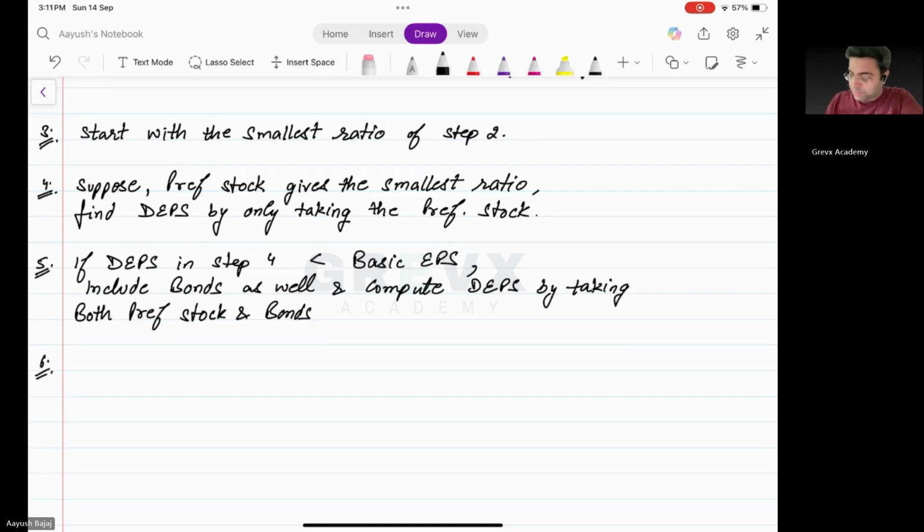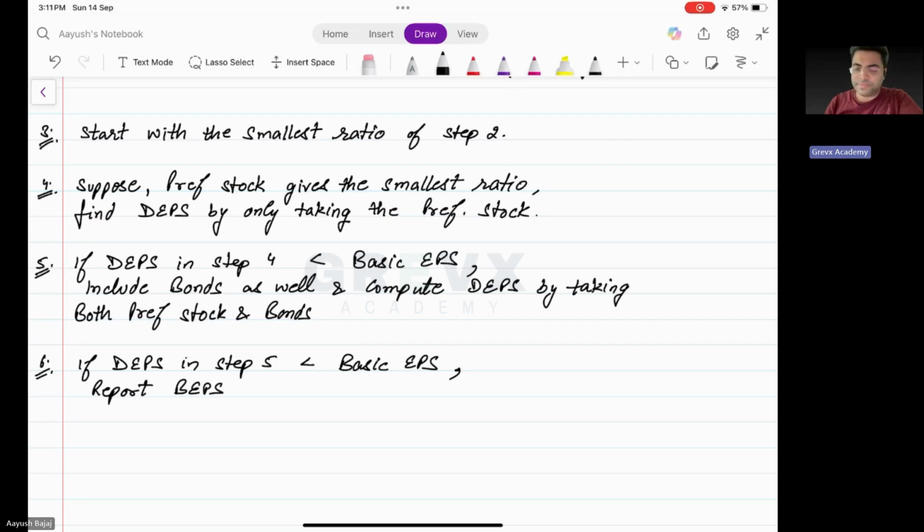Then, if the diluted EPS in step number 5 above, that means after taking both preferred and bonds, is less than your basic EPS, it's fine. You are going to report the diluted EPS.